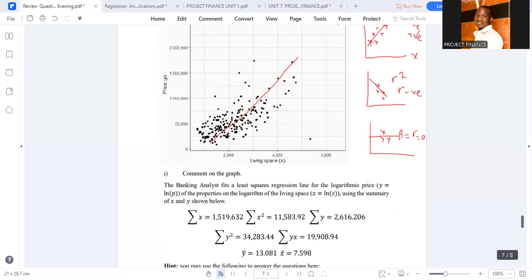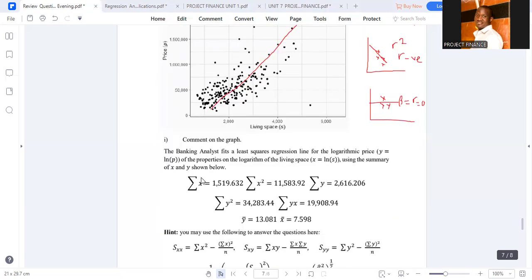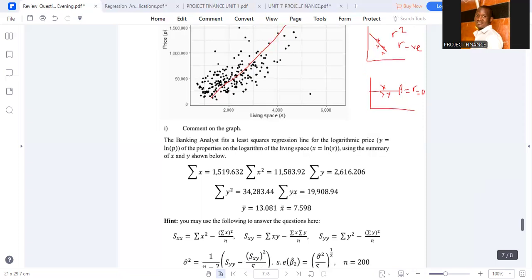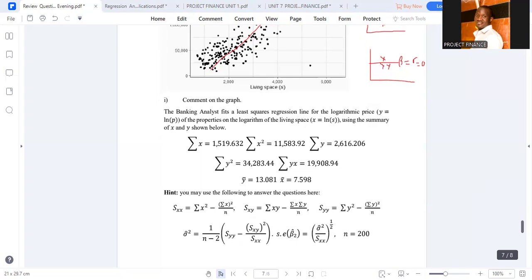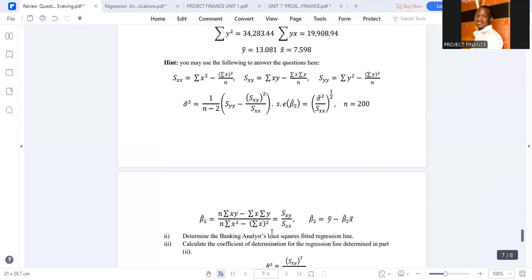So the banking analyst fits the least square regression line for Y on P, where given summation of X, summation of X squared, summation of Y squared, XY, the mean of X, the mean of Y. You've been given how to find these. These formulas I gave you, remember these formulas. The slope will be XY over XX, and the mean of Y is the same as summation of Y over N.